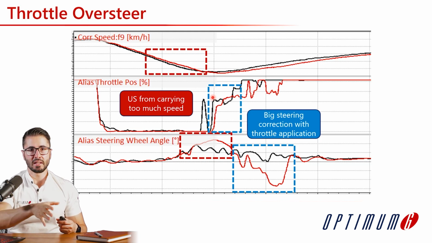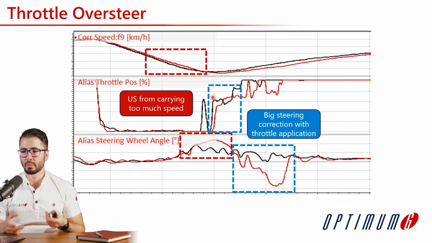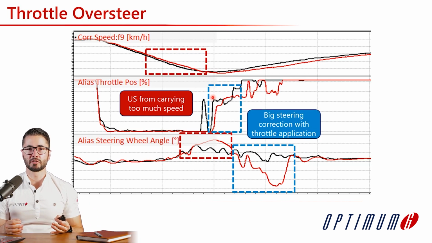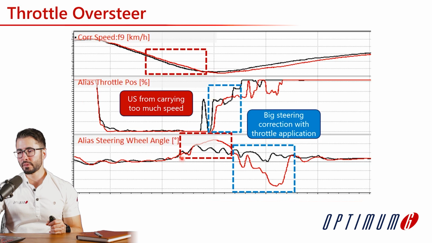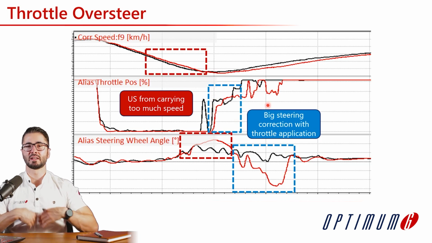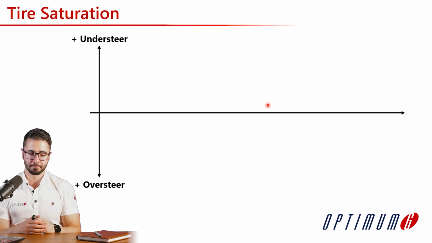The driver saturates the rear tires, for example in a low speed corner, and then you can see big steering corrections being applied. So even though the steering profile was supposed to be always positive for this corner, like you have for the reference lap, you can see very high steering corrections for the driver applying the throttle. So in this case, we can see how the throttle saturated the rear tires and actually caused oversteer.